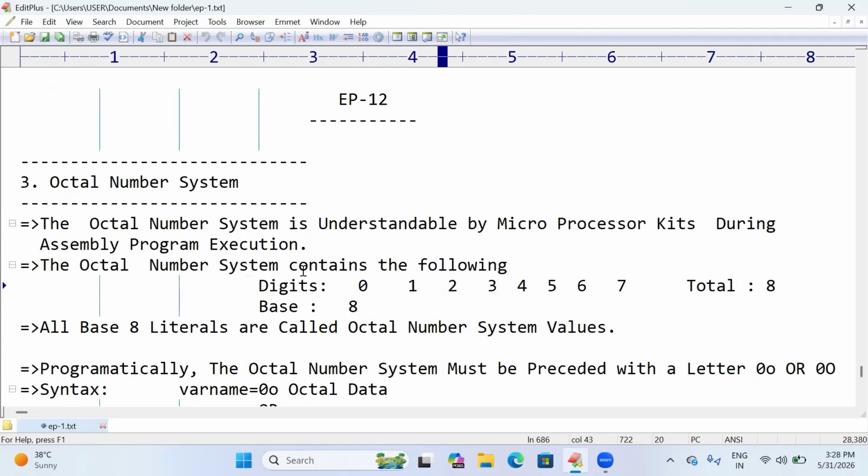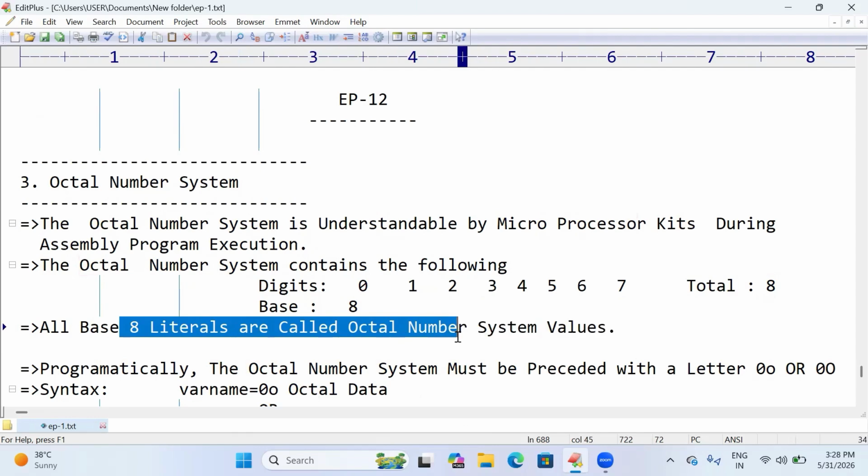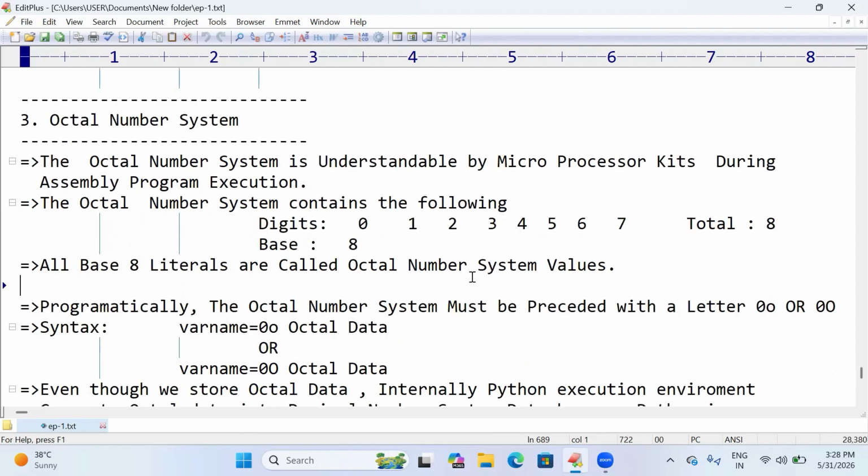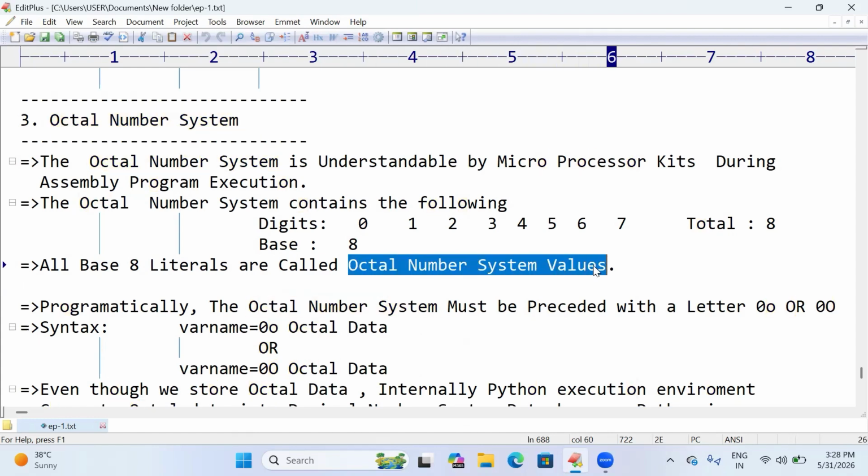So the octal number system contains the following. In the octal number system, the digits are from 0 to 7. So total digits are 8. The number of digits is known as the base. So the base is 8. Oct means 8 here. That is why it is called the octal number system. So base 8 literals are called octal number system values. All values which are base 8 come under octal number system values only.